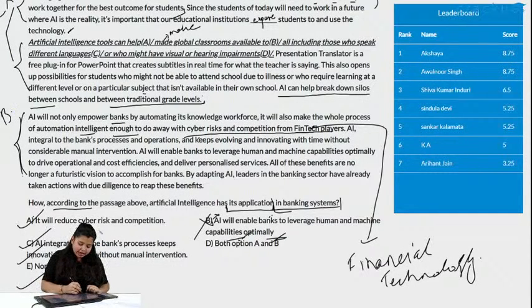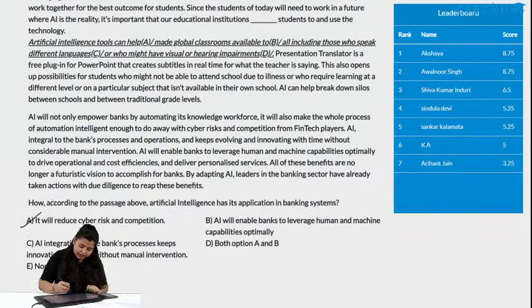It will reduce cyber risk and competition. Yes, as said here, cyber risk and competition from fintech players. Option A is correct. Option B: AI will enable banks to leverage human and machine capabilities. Even this is here. As you can see, AI will enable banks to leverage, they are just data based.